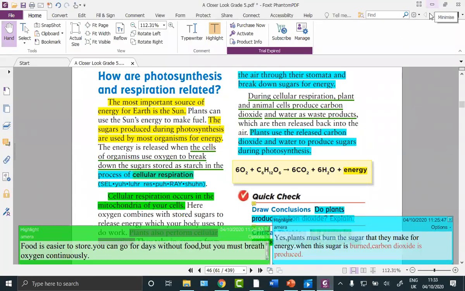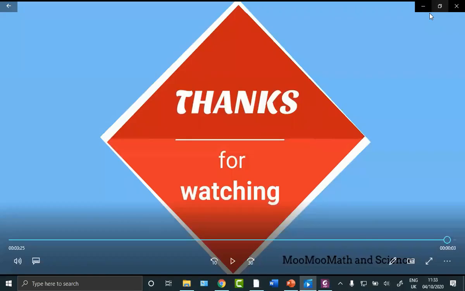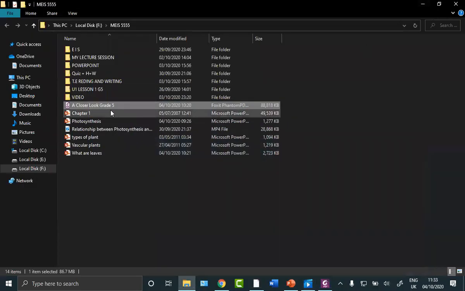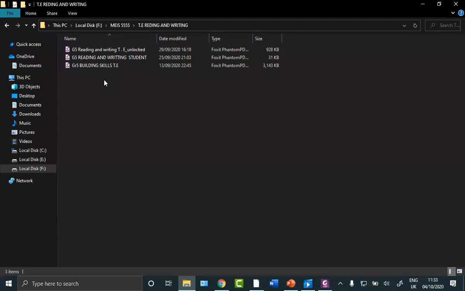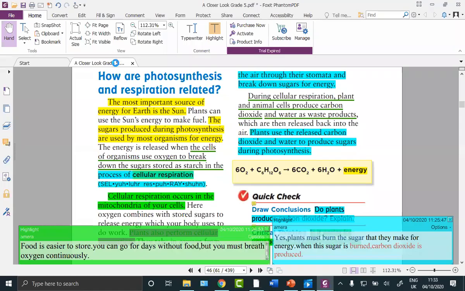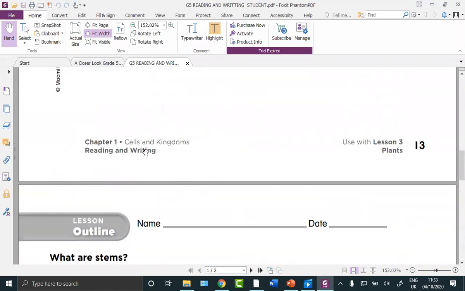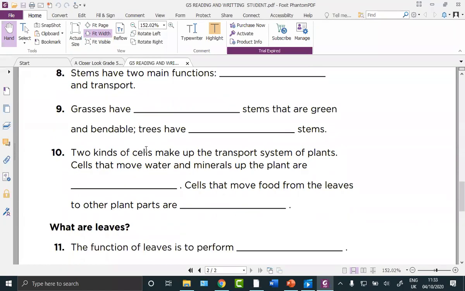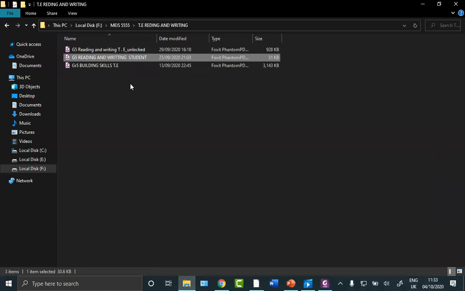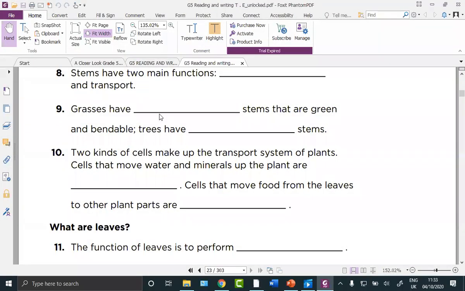Now open your workbook, page 13. Your workbook page. Page 14. Workbook, page 14.